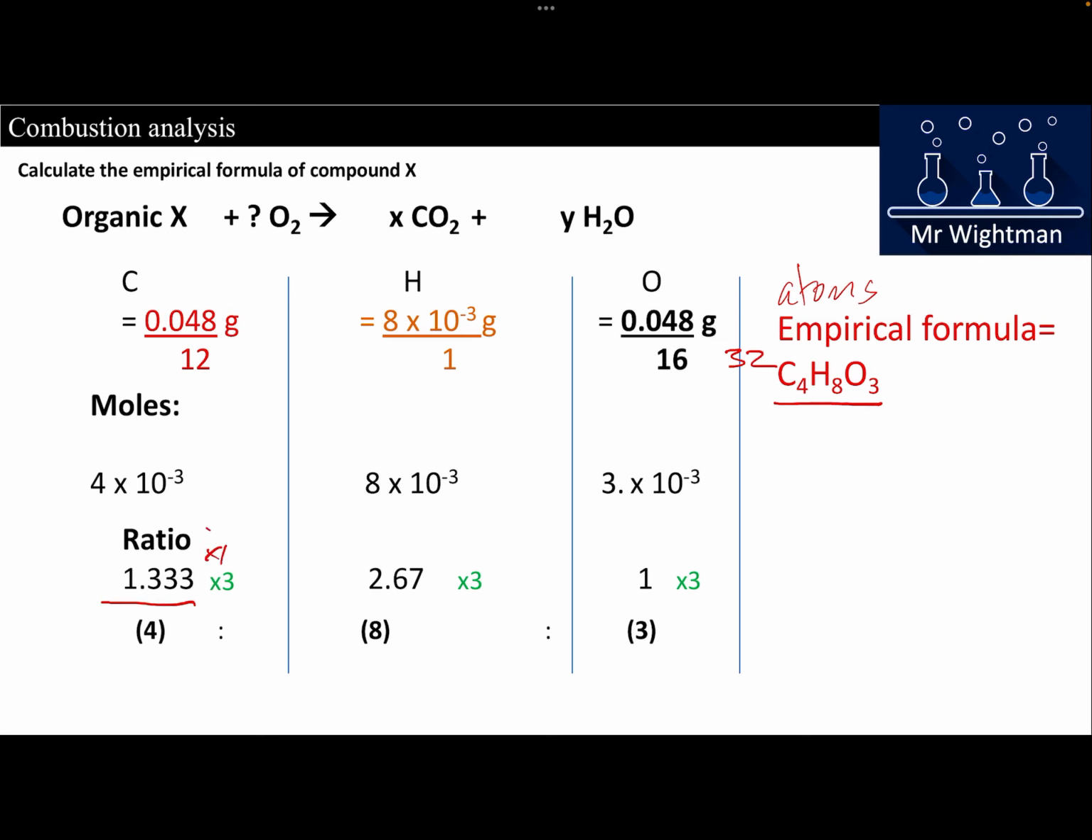If you can't quite see that, then I guess you could do trial and error, times them by 1, and then work out, obviously, that's not going to fix it. Times them by 2, that still won't fix it. Times them by 3 will give you pretty much the whole number now. So each of them multiply by 3.